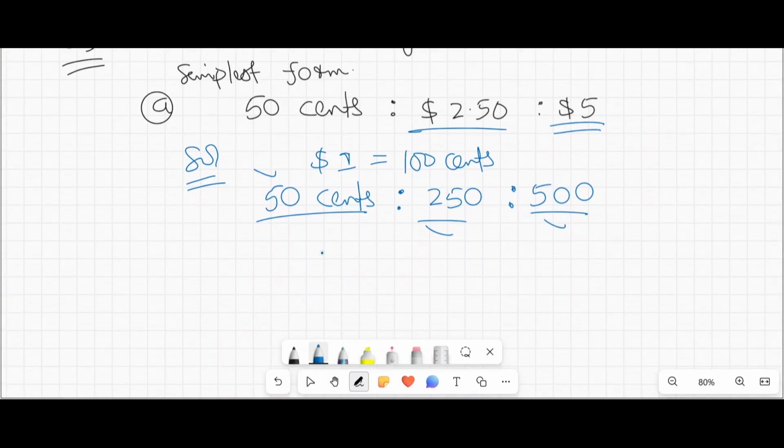So what we will do is divide by 50 because the highest common factor is 50. So 1 ratio, when you divide 250 by 50, you will get 5, and when you divide 500 by 50, you will get 10. So this is 1 ratio 5 ratio 10.